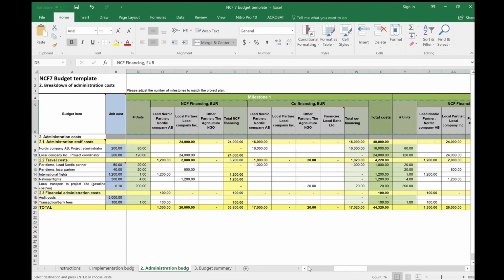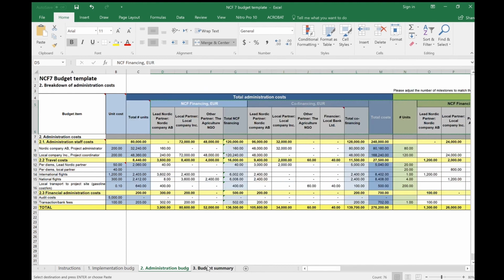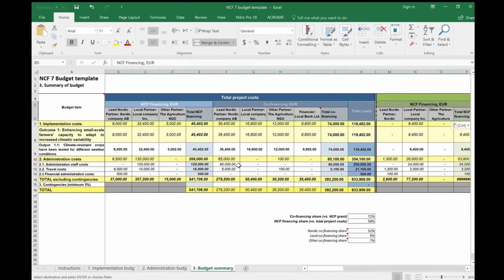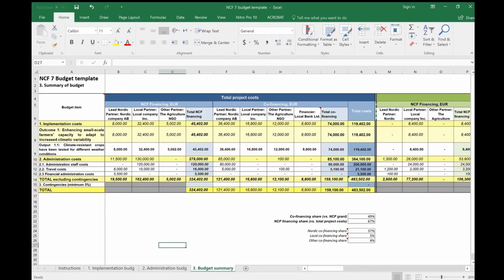Adjust the columns referring to sources of financing so that the correct project partners and financiers are included under the NCF financing and co-financing columns for all tables. This should be exactly the same as in the implementation and administration sheets.